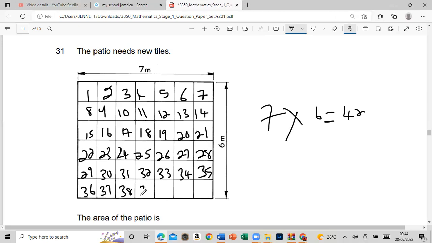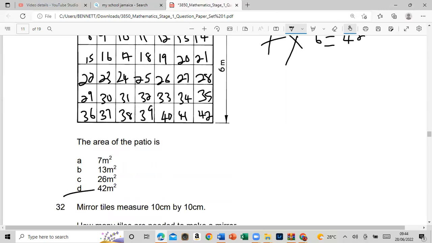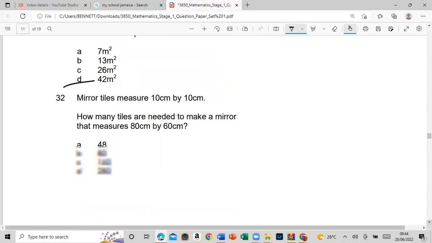Just mean the number of squares that you take up. This was done on the other paper, but this paper is much, much clearer. So, all right. Mirror tiles measure 10 centimeters by 10 centimeters. How many tiles are needed to make a mirror that measures 80 by 60? 80 by 60.